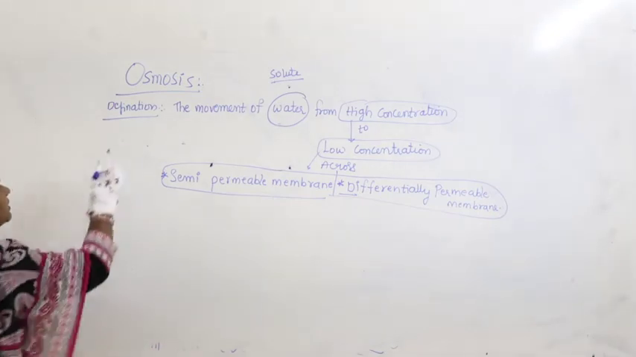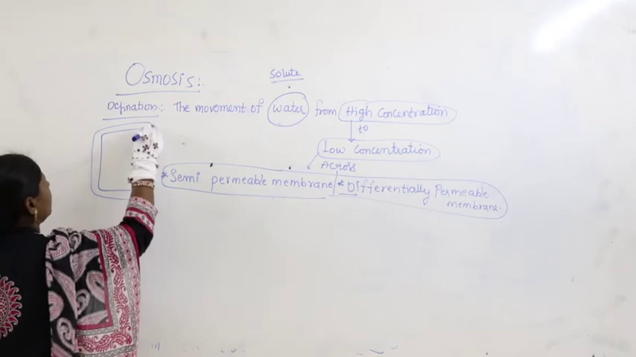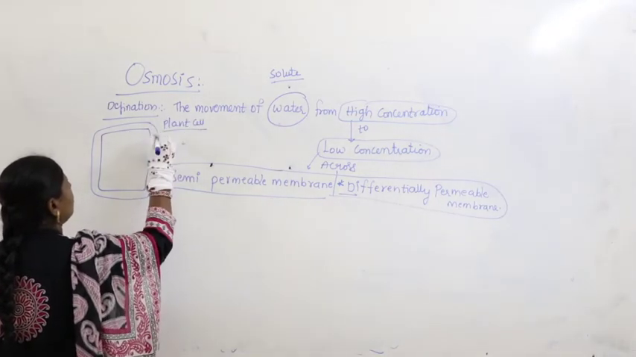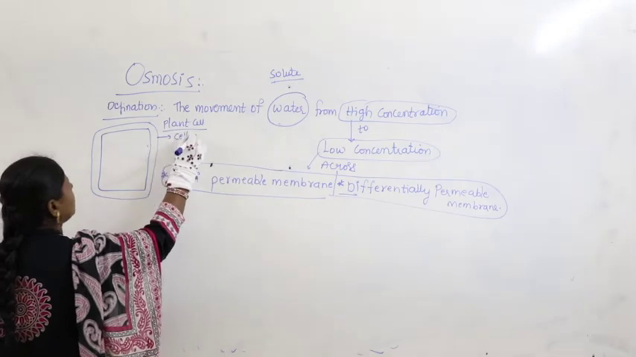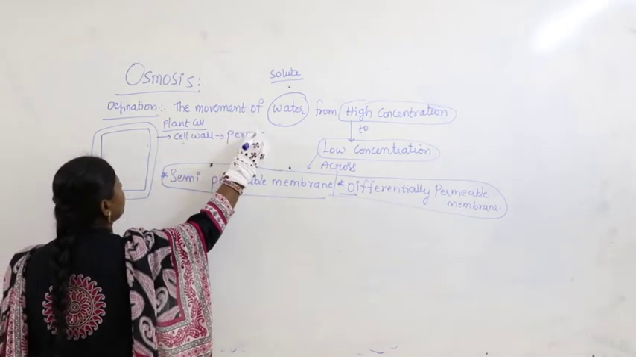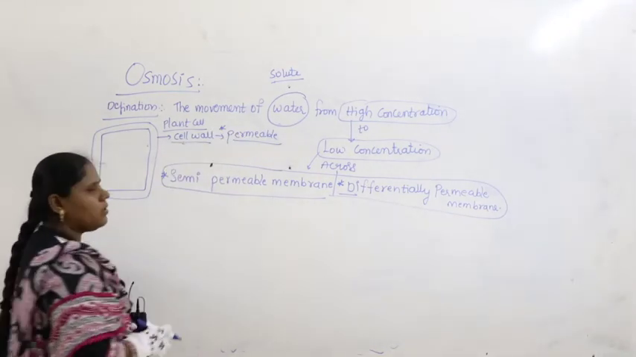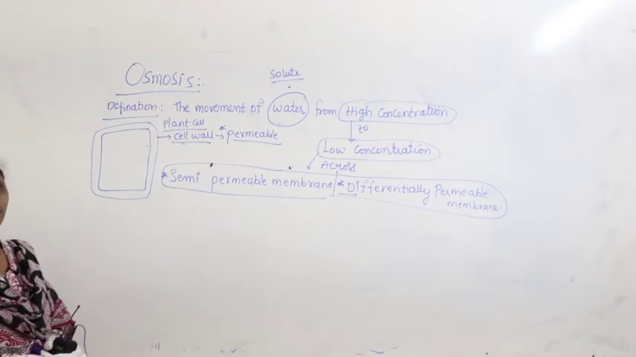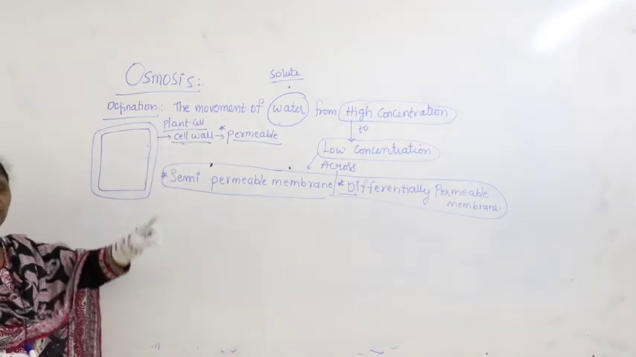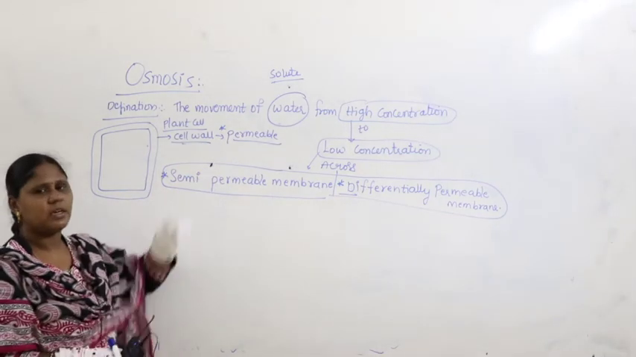Now, if you take for example a plant cell, suppose this is a plant cell. Now, you find the outermost one is called cell wall. Generally, the cell wall is permeable in nature. You all studied the cell wall in your first year cytology. Cell wall is an outermost non-living rigid layer, a strong layer, but still it is permeable in nature.